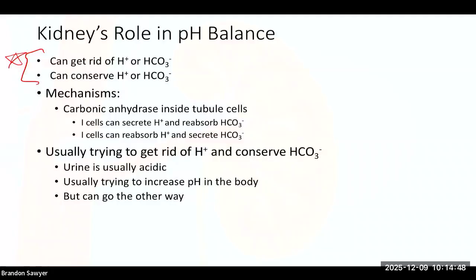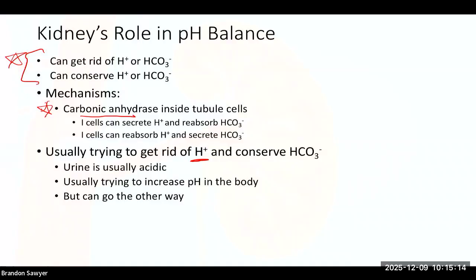Okay. And the main way it's done is through that same enzyme we talked about when we talked about the chloride shift, right? That carbonic anhydrase. We have it both inside our kidney tubule cells and also on the membranes of our kidney tubule cells into the lumen of the nephron. Okay. And so these I cells are the ones we're talking about now that help us do that.